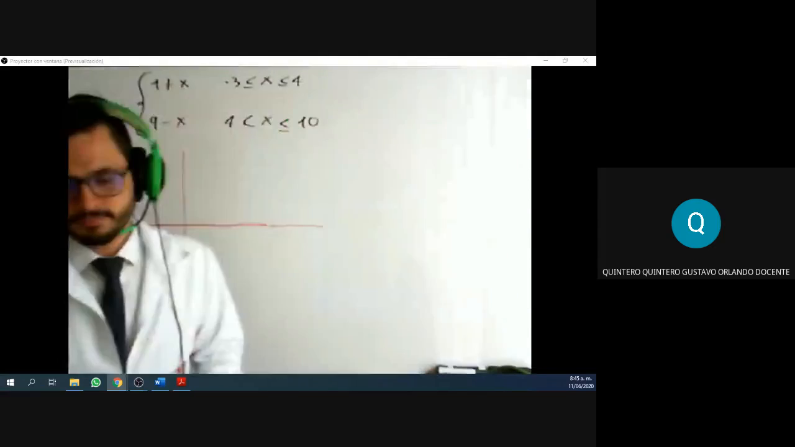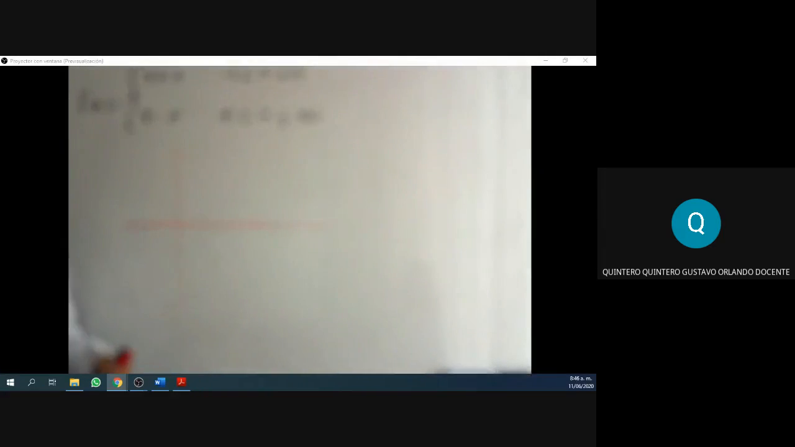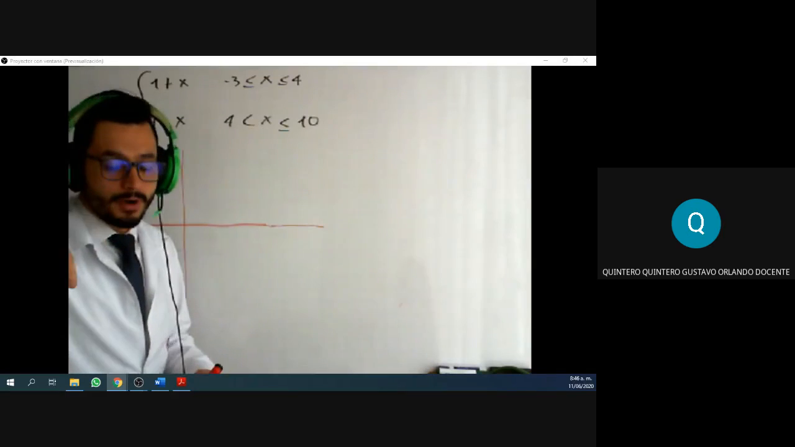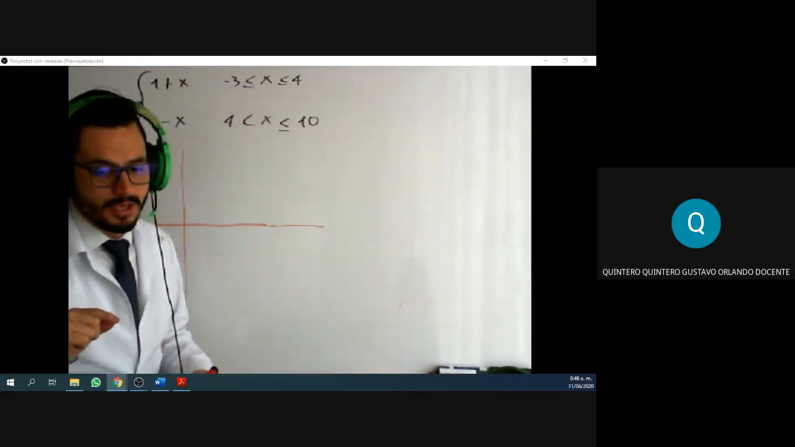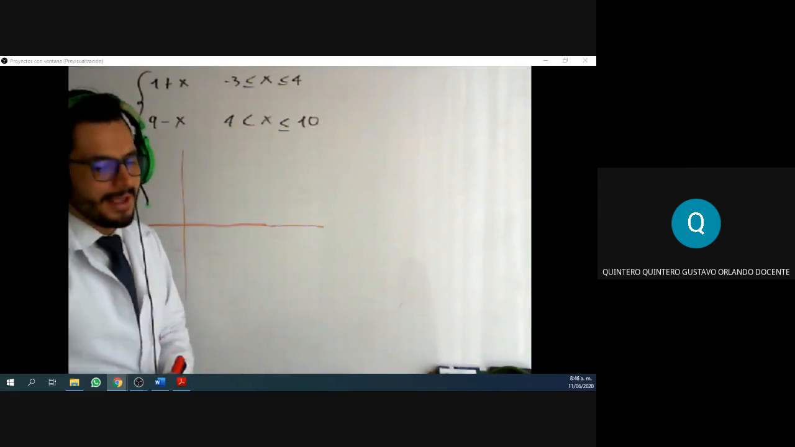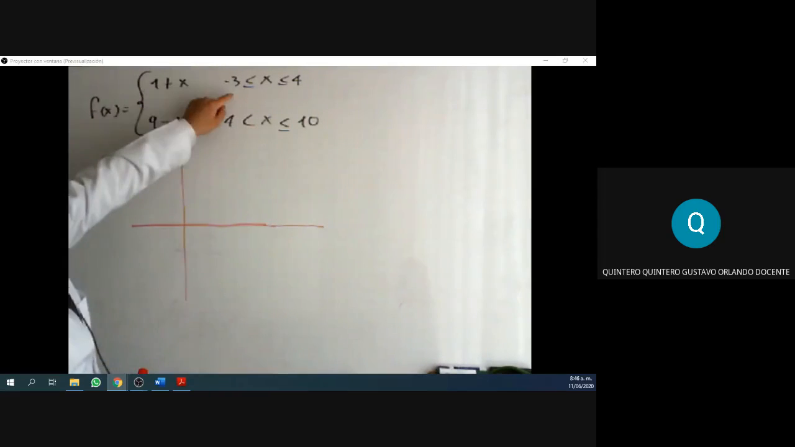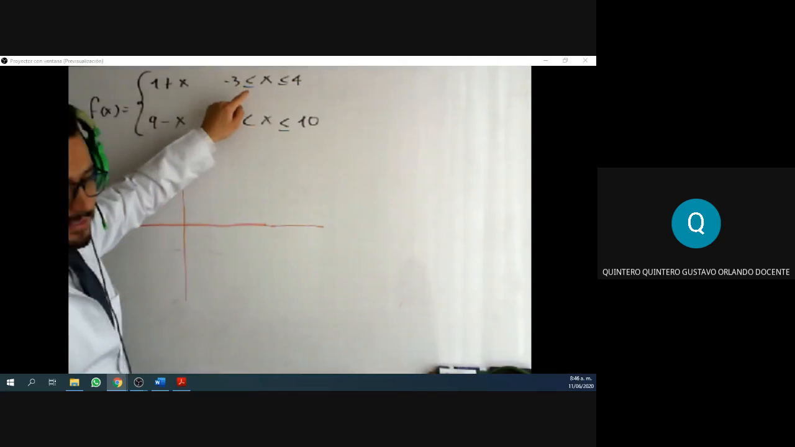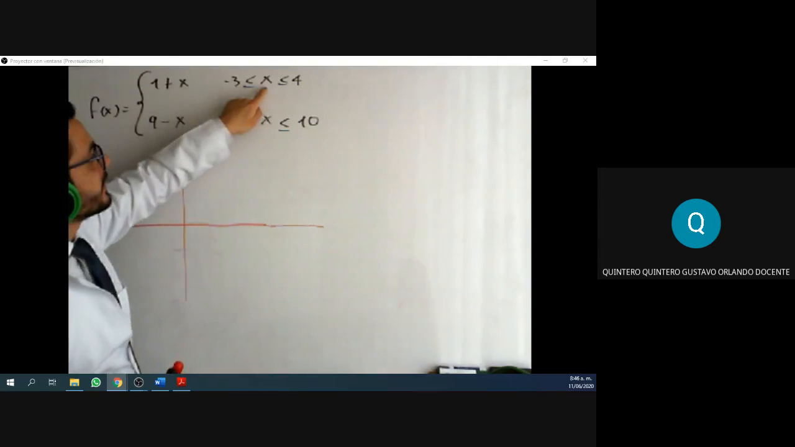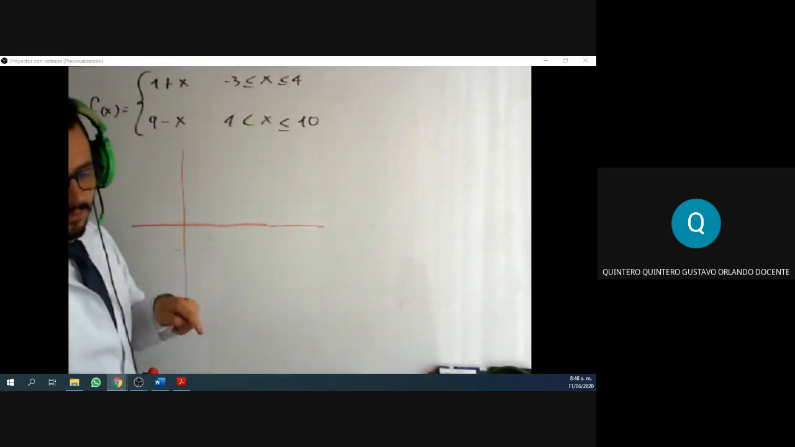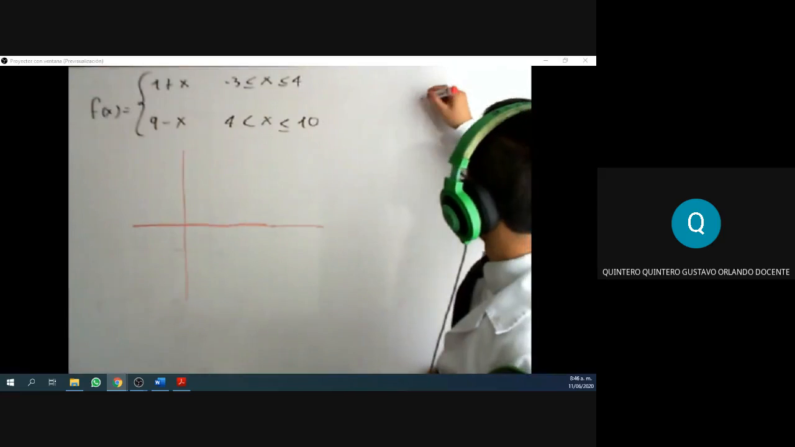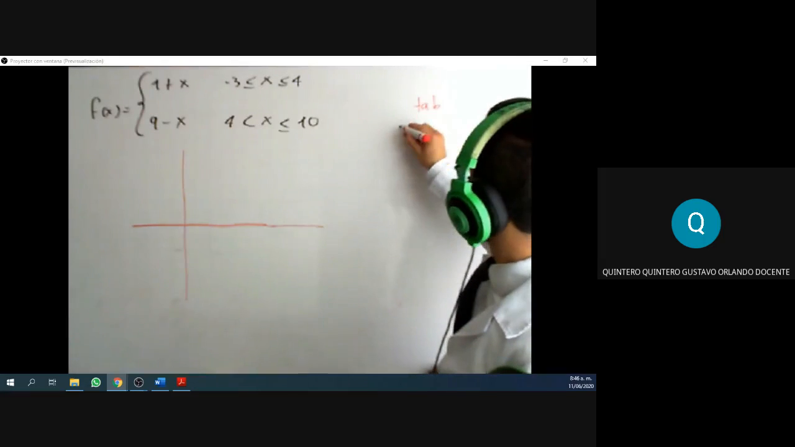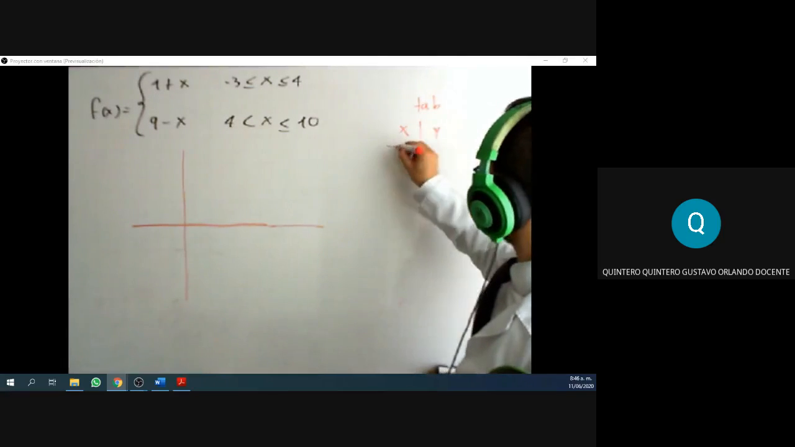Beautiful. How do we plot now? Simply by doing a bunch of points and then linking those points through lines. Let's begin with the easiest ones. I am going to select points from the value of x from negative 3 to 4. So here, let me do a little tabulation for you. We have x and we have y.